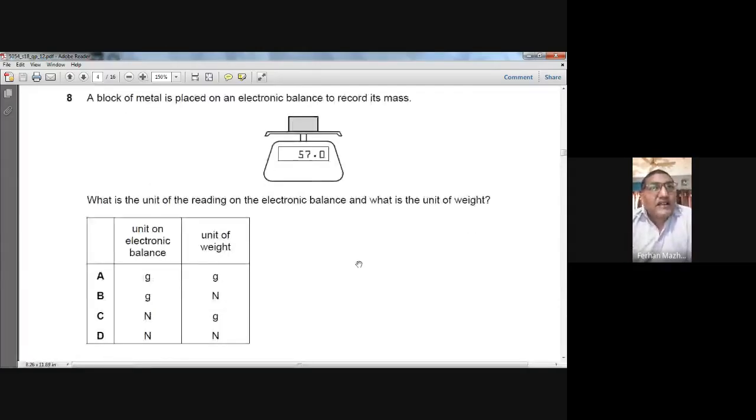Question 8. A block of metal is placed on an electronic balance to record its mass. What is the unit of the reading on the electronic balance and what is the unit of weight? The unit of weight should always be Newton. And this electronic balance, its unit can be gram, it can be kg. The options given have gram, and Newton will be the unit for the weight. So B looks the right choice, sir. Question number 8, B is the choice.